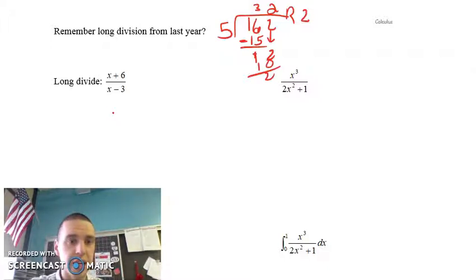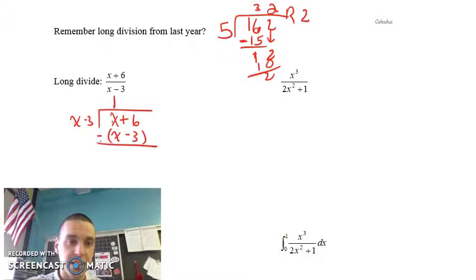So we've got x plus 6 divided by x minus 3. So we're going to go x plus 6 divided by x minus 3. How many times does x go into x? That's what you got to look at. We don't care about the variables right now. We care about the highest, or the leading term, I guess I'll say, leading variable. So x times 1 is x, so x minus 3.